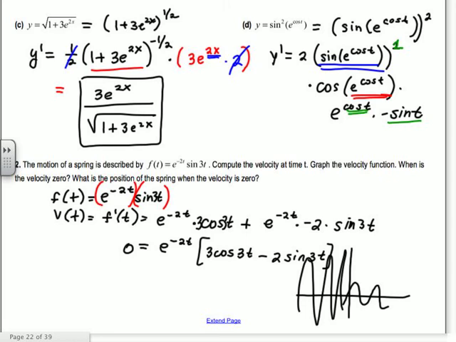Okay, make sure you're in radian mode. Is it like radian? So if you guys are in physics, make sure you're changing it back to radian for calculus.